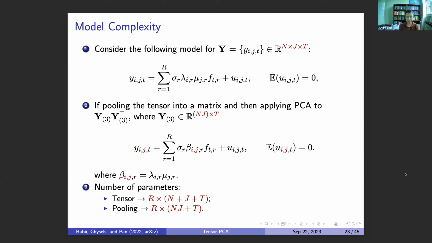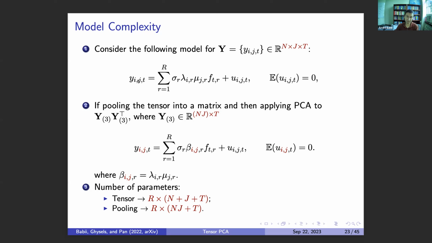So Monte Carlo experiments. In Monte Carlo experiments, we want to do two things. First, we want to verify that the asymptotic distribution theory works. And second, we also want to understand how beneficial it is to take into account these tensor dimensions.